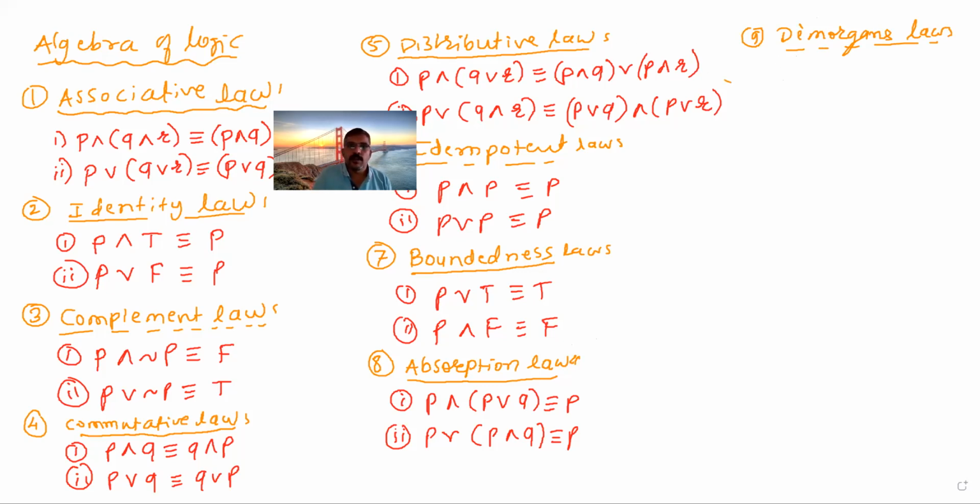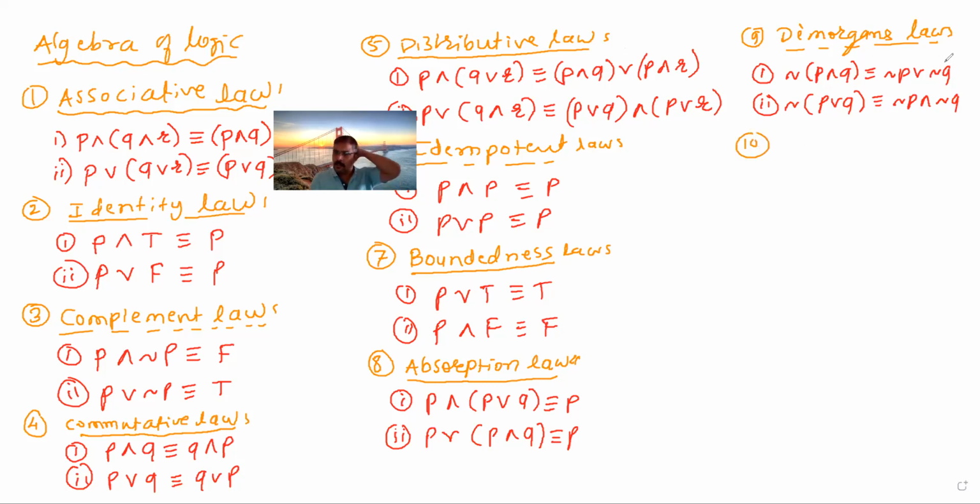Okay, this is number first. De Morgan: negation of the bracket P and Q can be written as negation P or negation Q. Second one, negation of P or Q, then we can write negation P and negation Q. This is the 9th one. Now the 10th one is important and easy. De Morgan's law is easy.